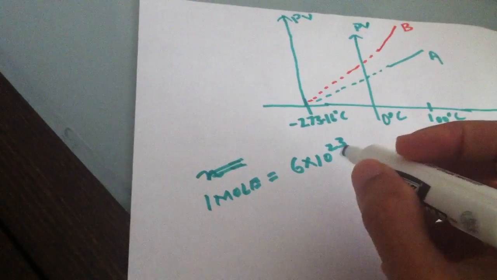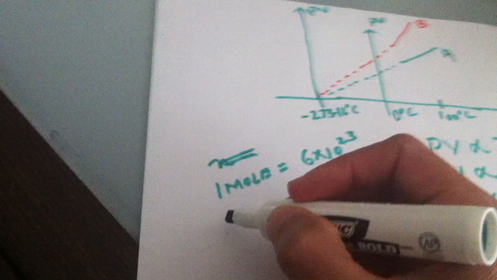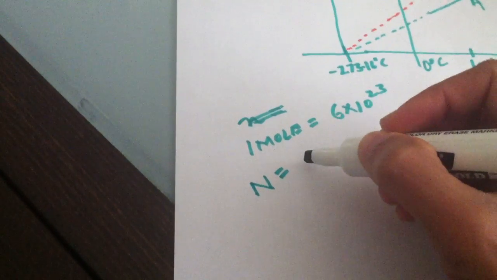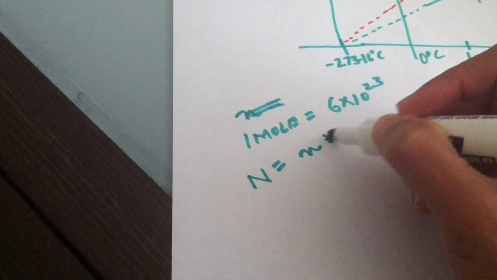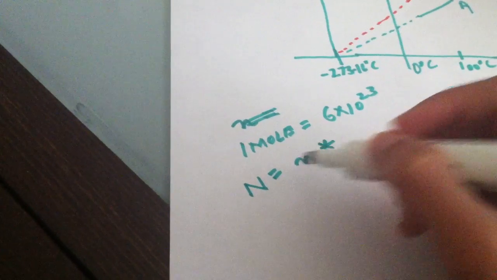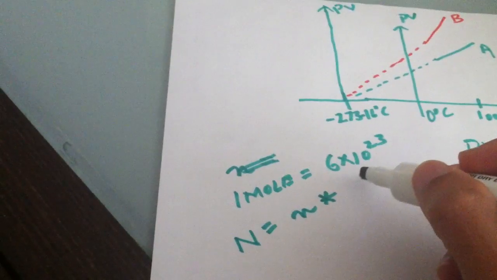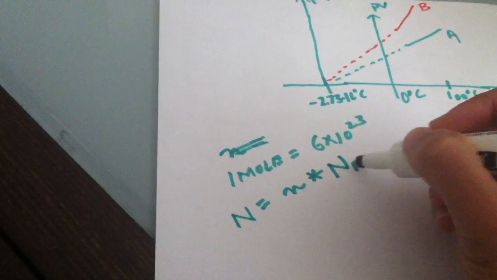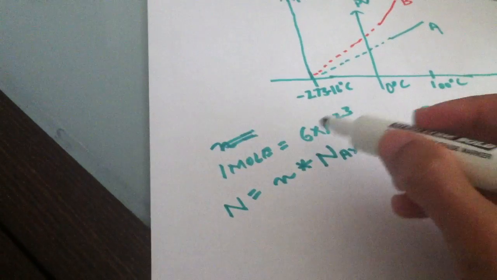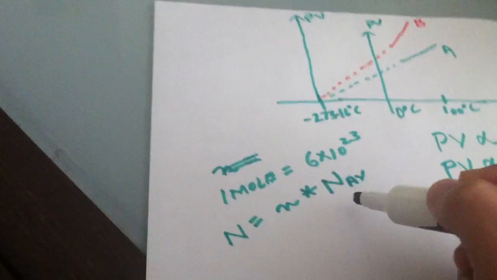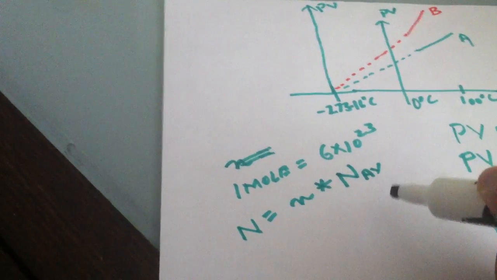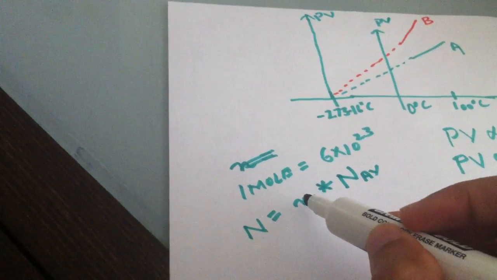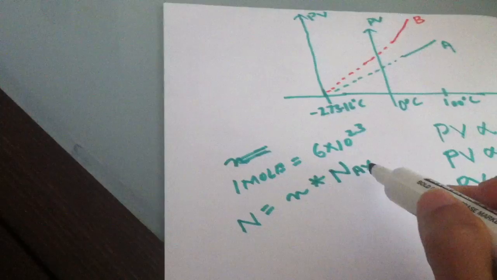And so if 1 mole is 6 times 10 to the 23, then if I want to calculate the number of atoms or molecules of the gas, I can just say that the number of atoms or molecules is the number of moles times 6 times 10 to the 23, and this number is called Avogadro's number, which I will designate by N sub Avogadro. And so the number of molecules or atoms of a gas is simply the number of moles of the gas multiplied by Avogadro's number.